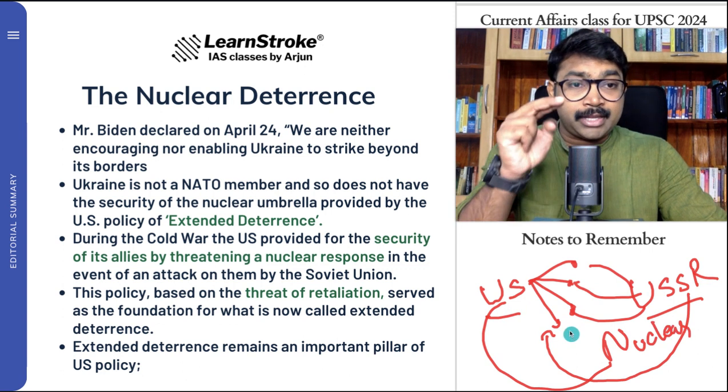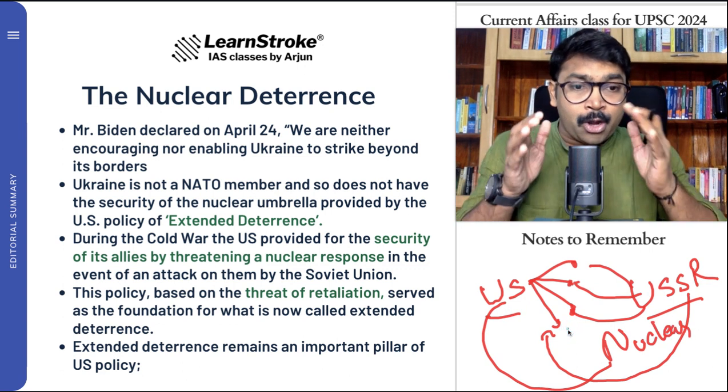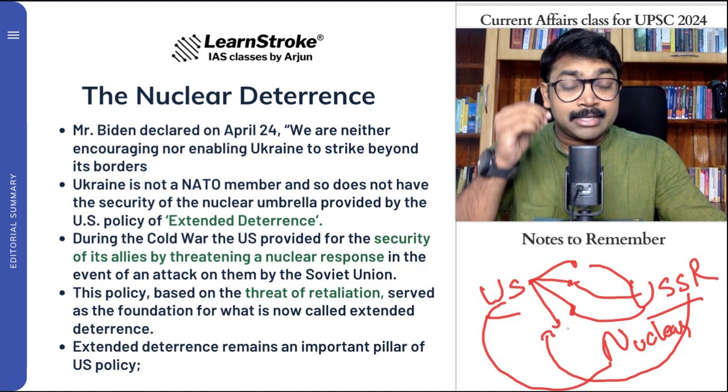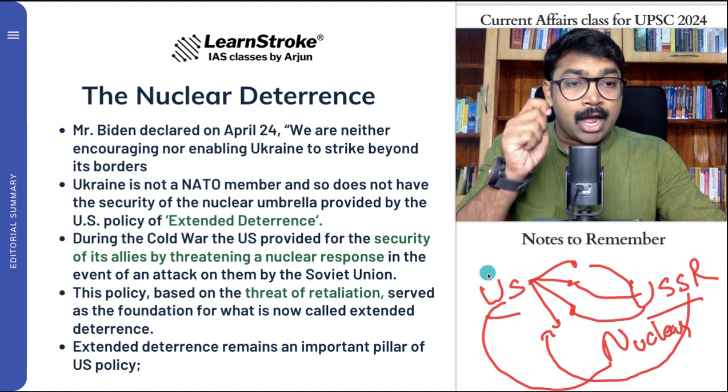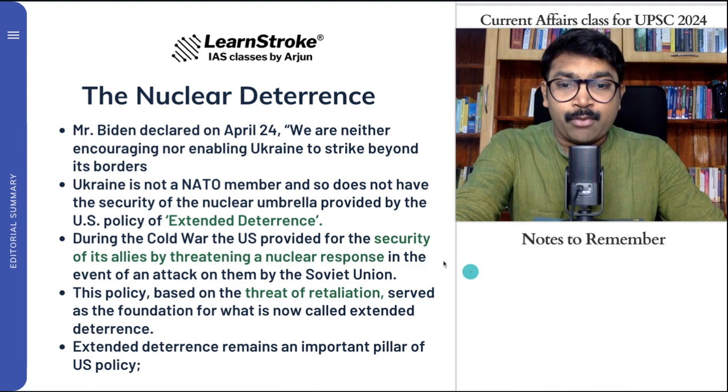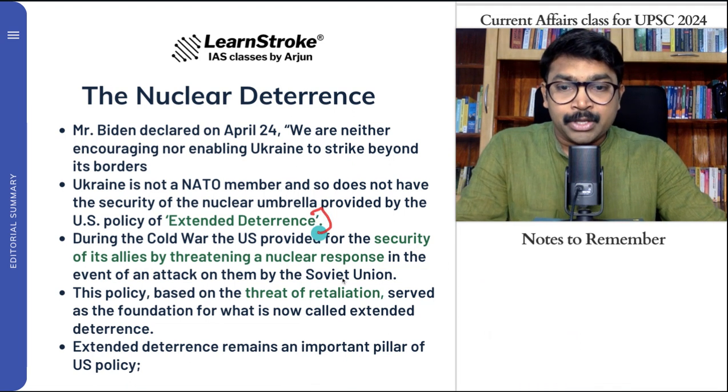The US will actually give a threat of nuclear action. If you attack any of our allies or the countries that are supporting the US, then the US will threaten them with nuclear fallout. So this is basically what is called extended deterrence during the Cold War time.